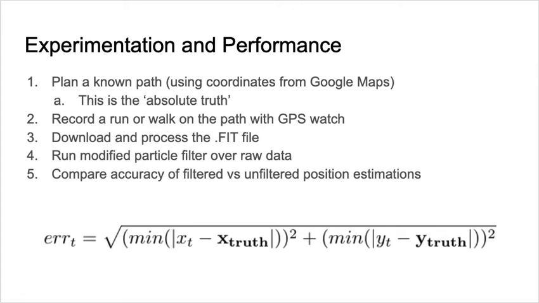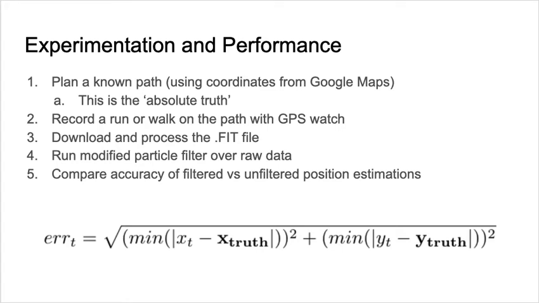Conducting experiments and assessing performance is pretty straightforward for this project. I'll first plan a known path using Google Maps. You can drop pins at various points along the path that you want to take and get the exact latitude and longitude. Next, I'll record a run or a walk on the path with the GPS watch. I'll download the produced fit file and process that. And then finally, I'll run my modified particle filter over the data, again drawing from this database of known street locations.